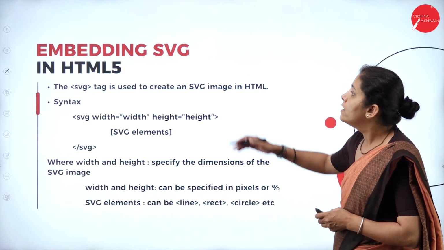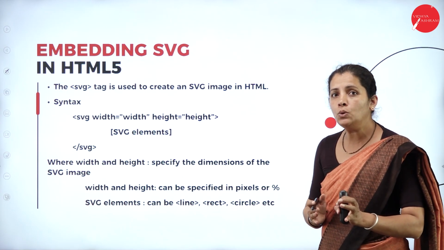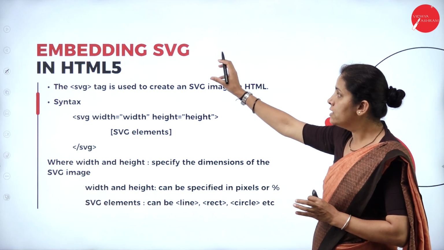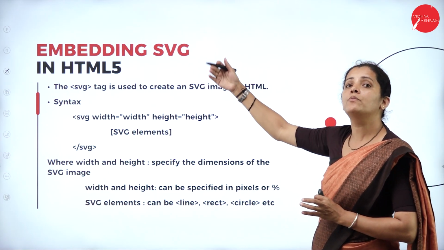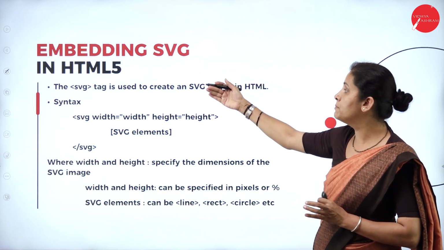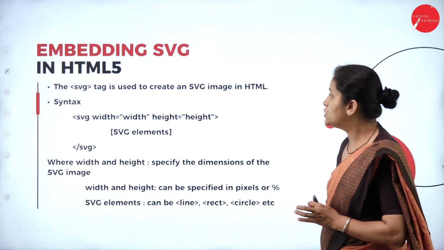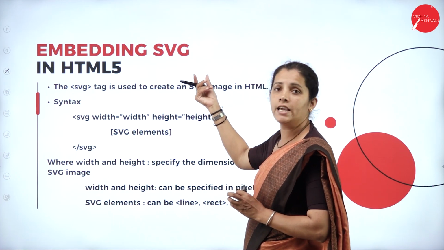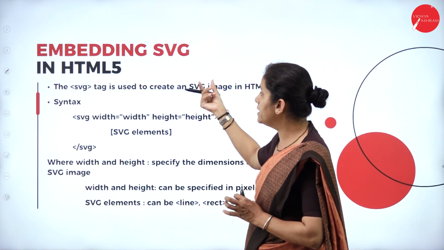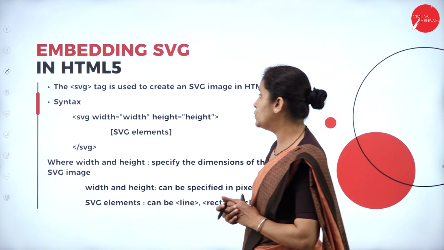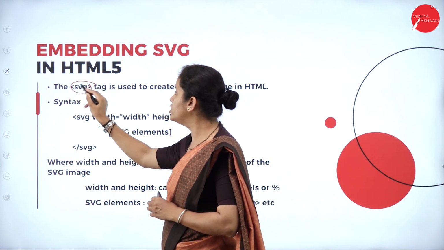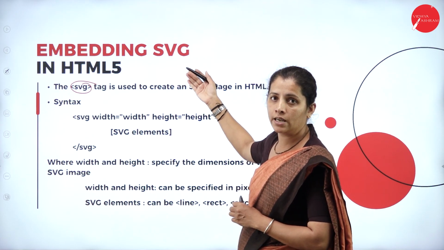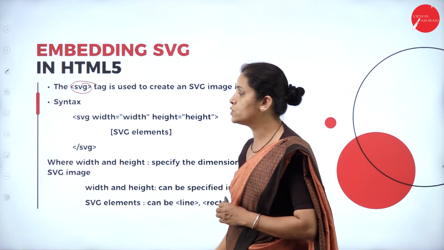Now, how can we include SVG in my HTML5? I have the SVG file, and where am I going to include the SVG file in my HTML5? Suppose I want to include SVG in my HTML document, what is the tag I want to use? That is nothing but the SVG tag. So to include scalable vector graphics, I'm going to use the tag SVG.